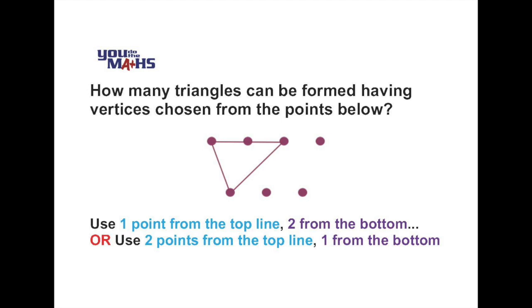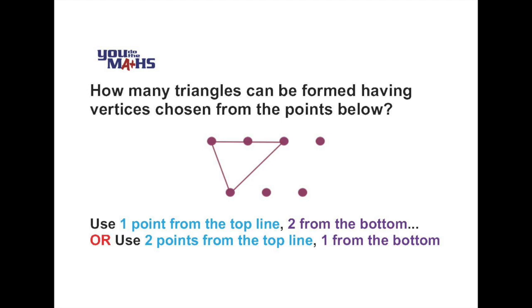We're not able to use 3 points from a particular line because to do that would just create a straight line. We wouldn't be forming a triangle. So these two options are mutually exclusive. We can't have 1 point from the top line and at the same time 2 points from the top line. So we'll perform an addition, but we'll need to work out the number of combinations for each part separately.